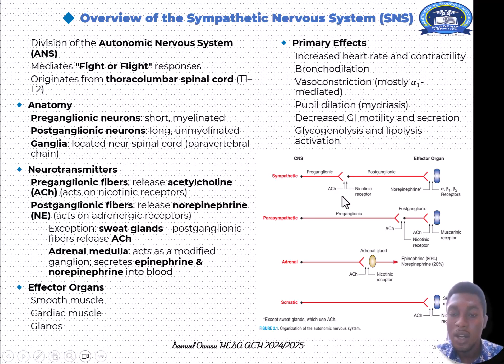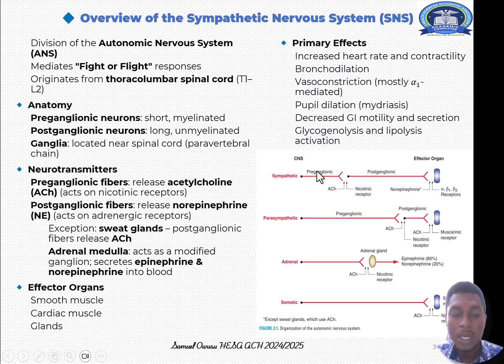And then compared to that, the parasympathetic nervous system has a very long preganglionic axon and a short postganglionic axon. Now, between the preganglionic and the postganglionic neurons, you realize that there is the release of what we call neurotransmitters, which are like chemical messengers. Okay, now the neurotransmitter that is released at all synapses is the acetylcholine.